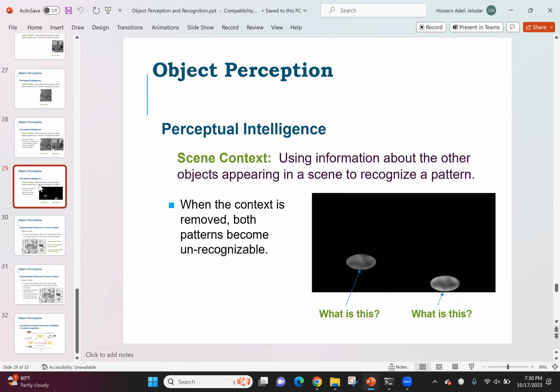So the scene context is basically you're trying to use the information about the other objects appearing in the scene as cues for what one object could be. So this is another part of what I'm calling perceptual intelligence, meaning that it's not just, well, I'm looking at the visual input and recognizing it. No, you're looking at the visual input but you're looking at all the other stuff that comes with that visual input, all the context around it and everything else. You recognize that context, and then you recognize the object as well.